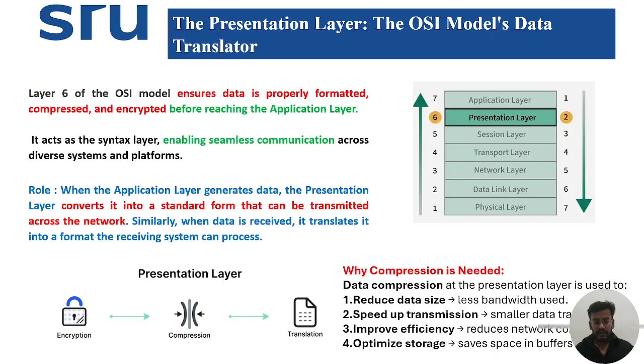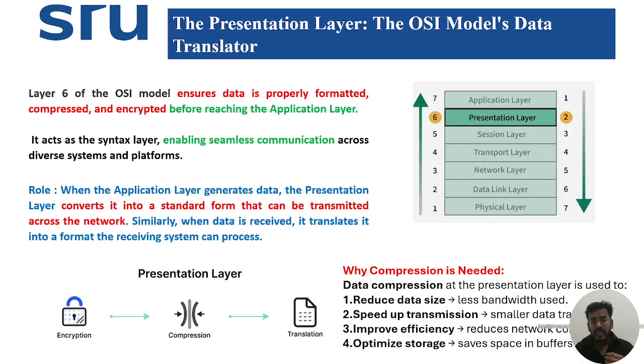So during this process, why is compression needed? As I said, data compression at the presentation layer is used to reduce the data size, so less bandwidth is needed to transmit the data. Then it speeds up the transmission. While compressing the file, the speed of data transmission is very high and it takes much less time to complete transactions.